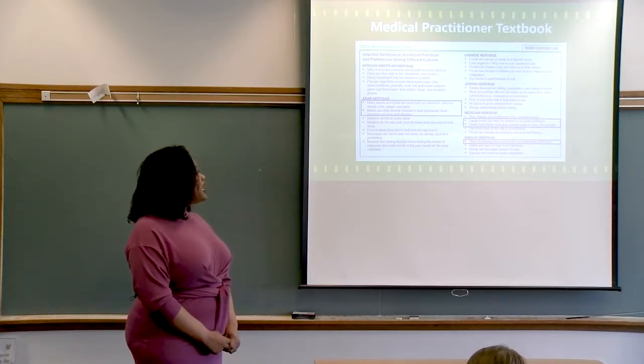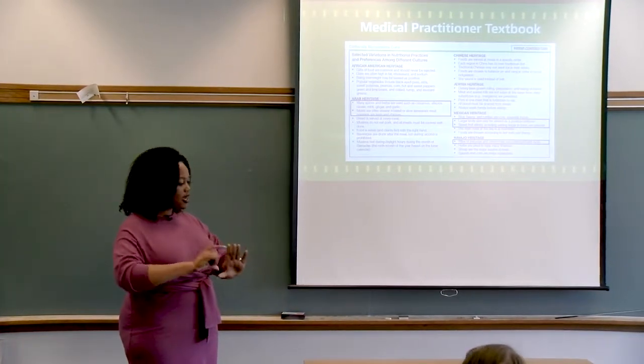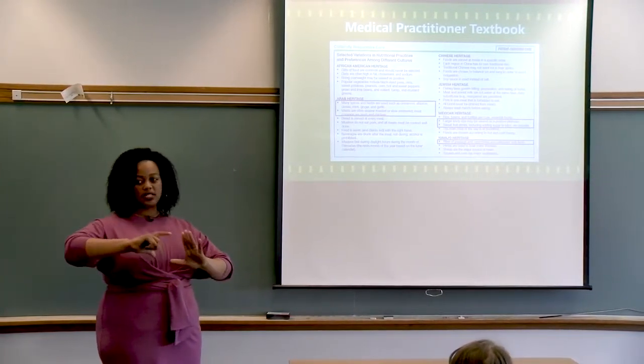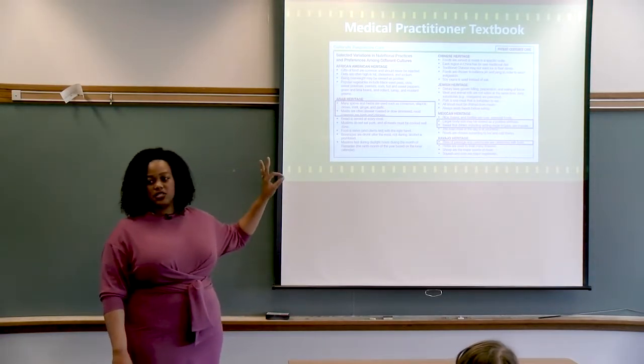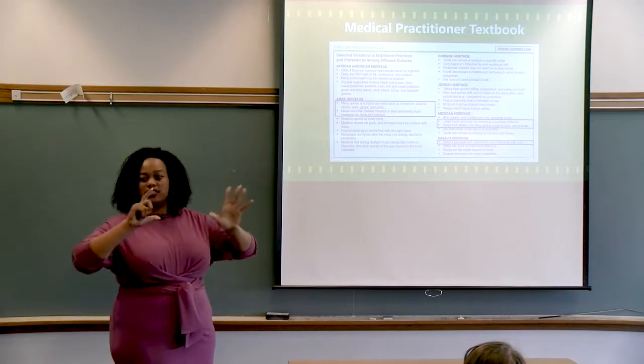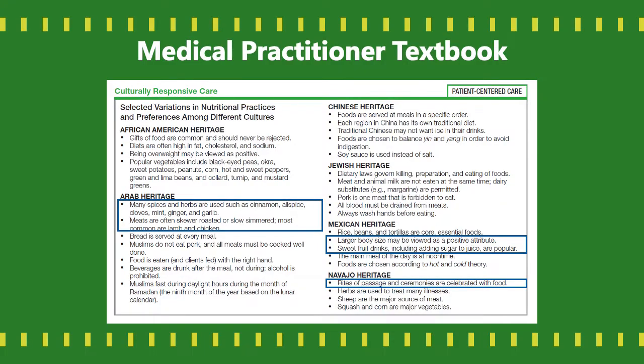And so in the nutrition section, there was this area that was like one of those little text boxes that's separate from the whole text. And these were the culturally responsive boxes, right, that were in this textbook. And so here they're talking about selective variations in nutritional practices in different groups that are not white, right, is the way really that it's written.